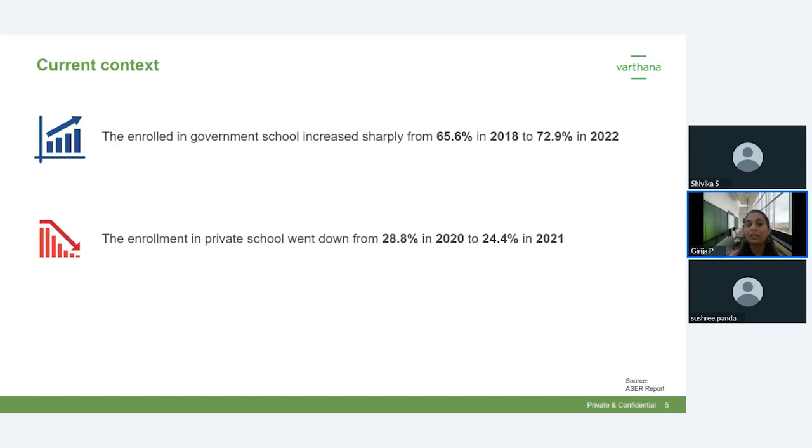In the last 2 years, the enrollment rate has gone down by 4%. In 2020, the moment COVID hit, it was 28.8%, and in 2021 it went down by 4%. Now it is 24.4%. So the data is clearly saying private schools are facing enrollment issues, and students are shifting to government schools or to different schools.